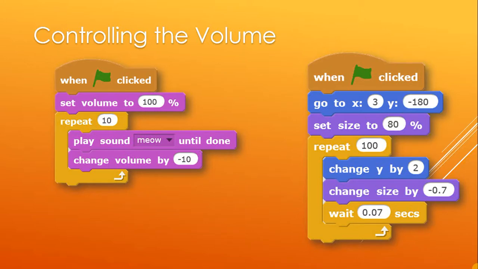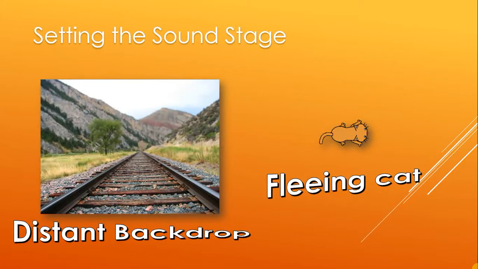Now I've thrown in a bit of a spanner here. These values of go to x3 y minus 180 and the change y by 2 and change size by negative 0.7 are not correct for this picture. If you use these values as they are, you'll find the cat will end up walking off the left side of the tracks at a certain point and climbing up the mountain, which is wrong.